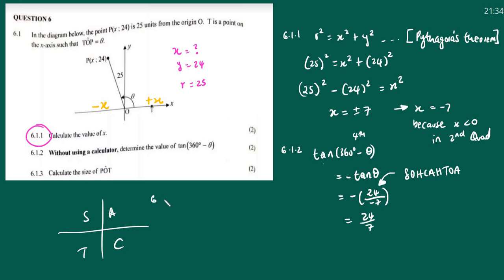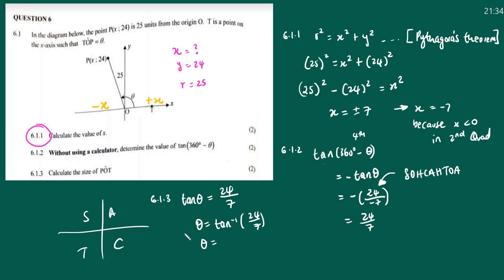Right, and then 6.1.3, it says calculate the size of POT. Now we want to know what is the size of that angle theta. They didn't say without using a calculator, so we can simply use the calculator. Since we already know that tan theta is 24/7, you can use any ratio: sine, tan, or cos, you still get the same angle. So to get theta, you simply say tan inverse of 24/7. We usually deal with it as if we're dealing with grade 10 problems, because you just need the angle.